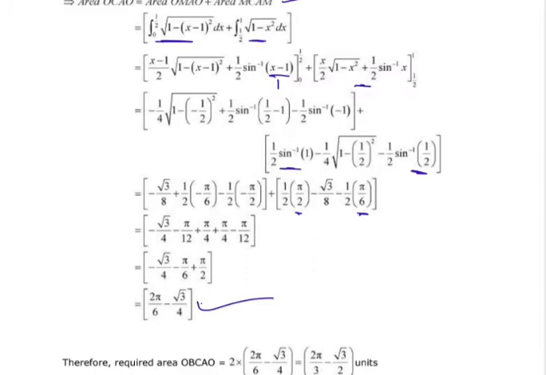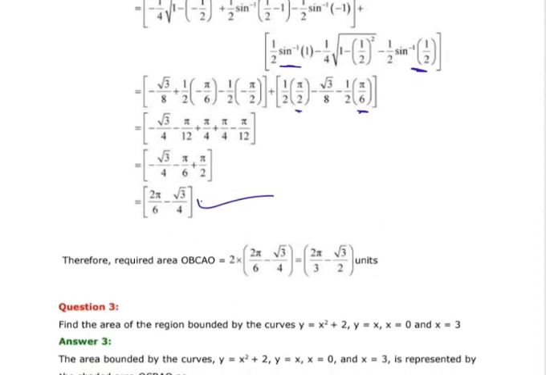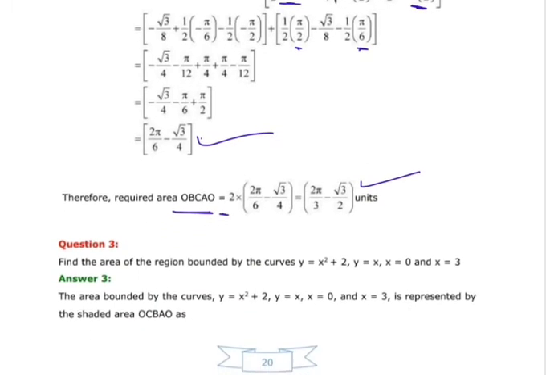Next moving towards question number 3. So for the required area OBCAO, which is equals to 2 times of one part, we have got this much. So 2 part means which is equals to just multiply by 2. What we will get here, it is 2 pi by 3 minus root 3 by 2 square units is the required solution. So next, third problem.